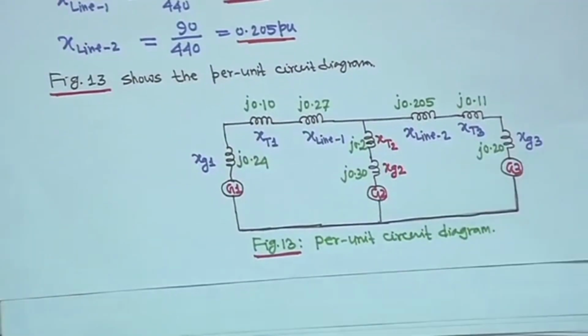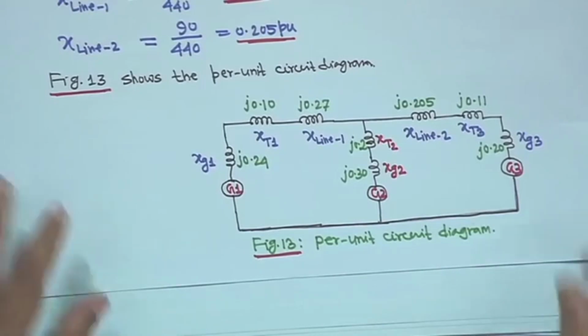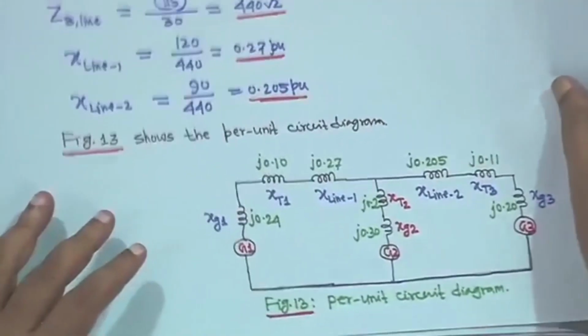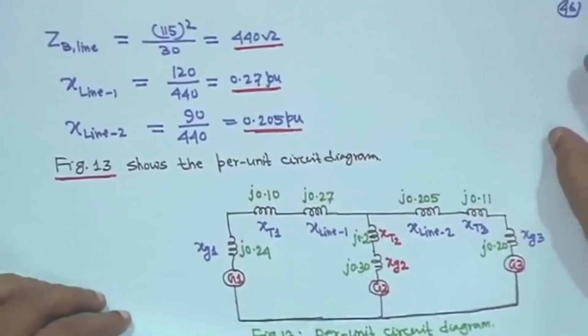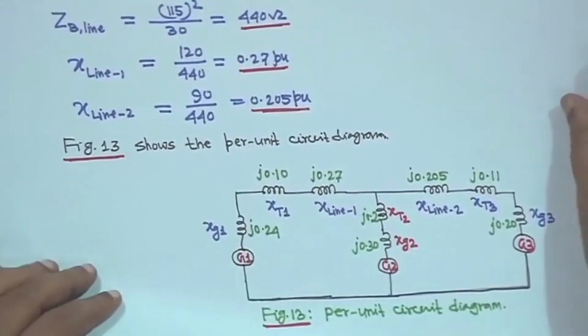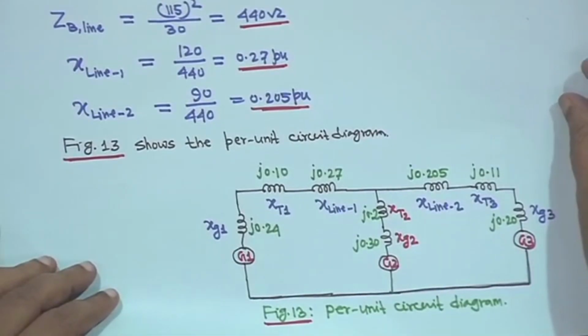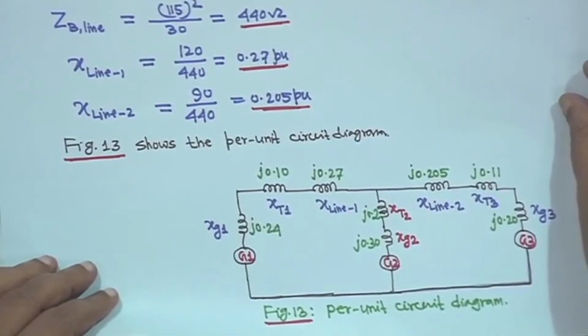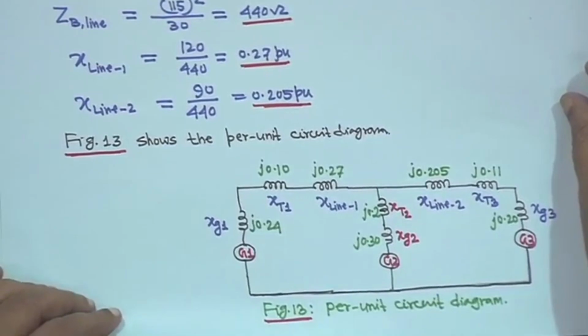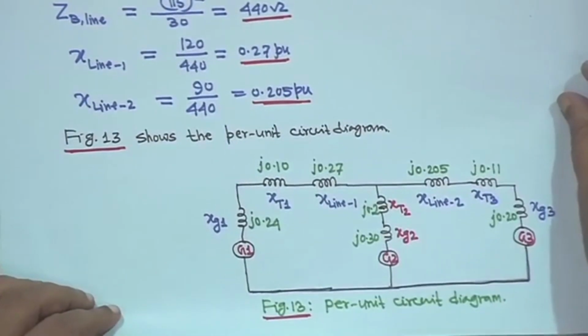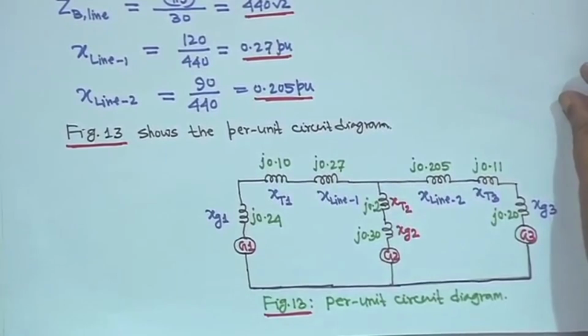I hope you have understood this one. It is slightly difficult, difficult in the sense that you have to see that you have transformed every quantity into appropriate per unit values by converting to the appropriate base. Base is more important.